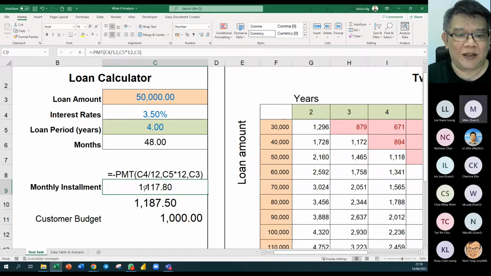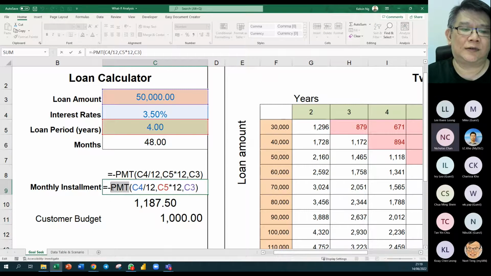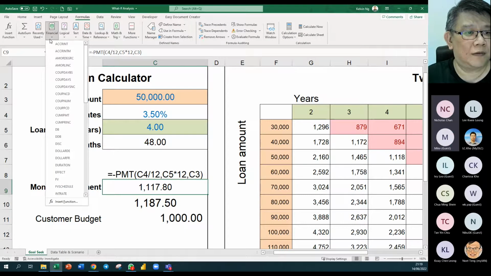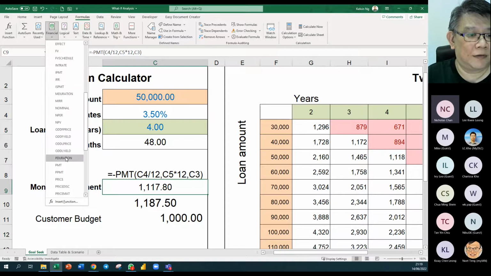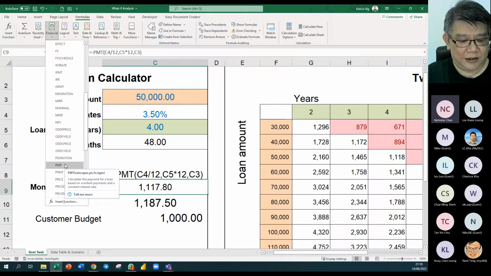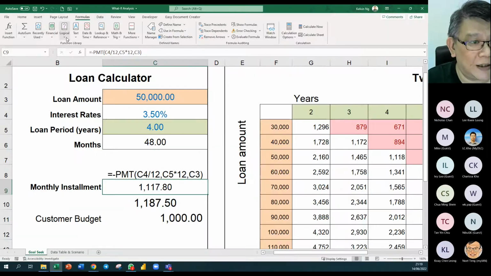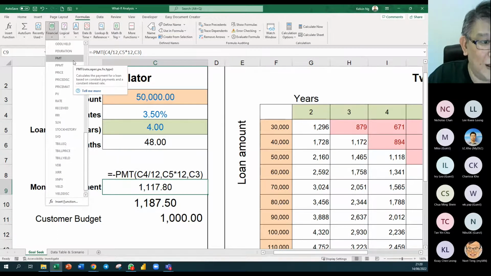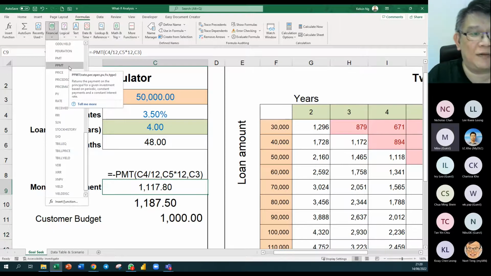But function wise is called PMT. PMT stands for payment. Looks like not the premium itself monthly. If I come down here, financial, under PMT, you try to read. It says there, calculate the payment for a loan. So it's actually payment. If I put PPMT, is to calculate the principal of the investment.